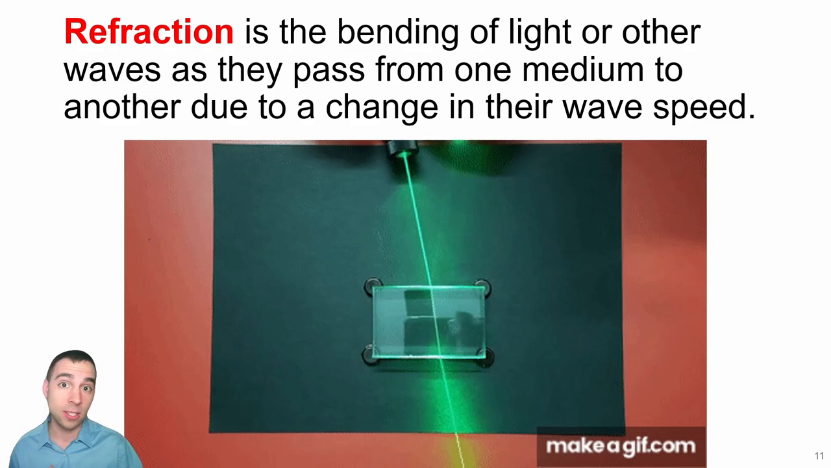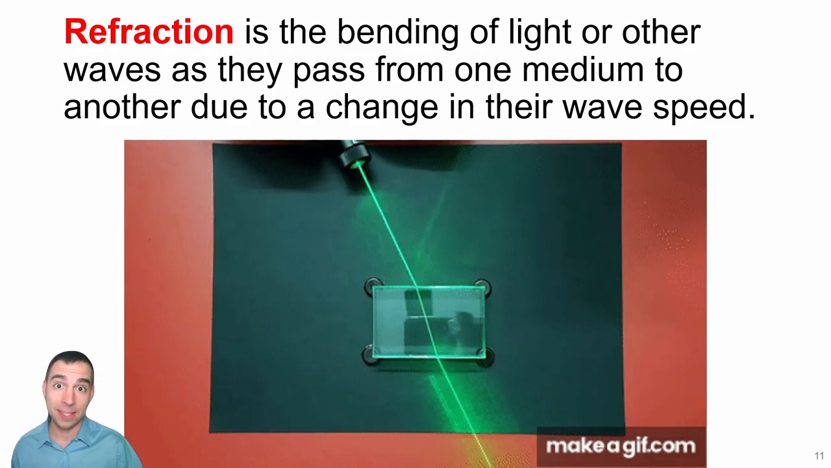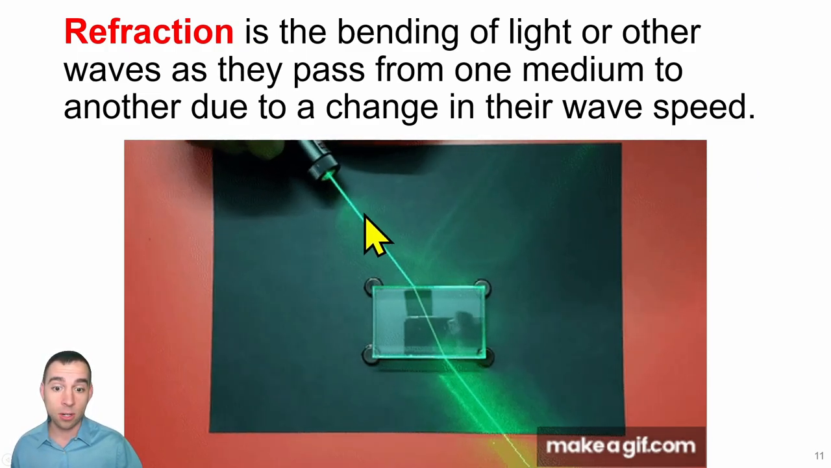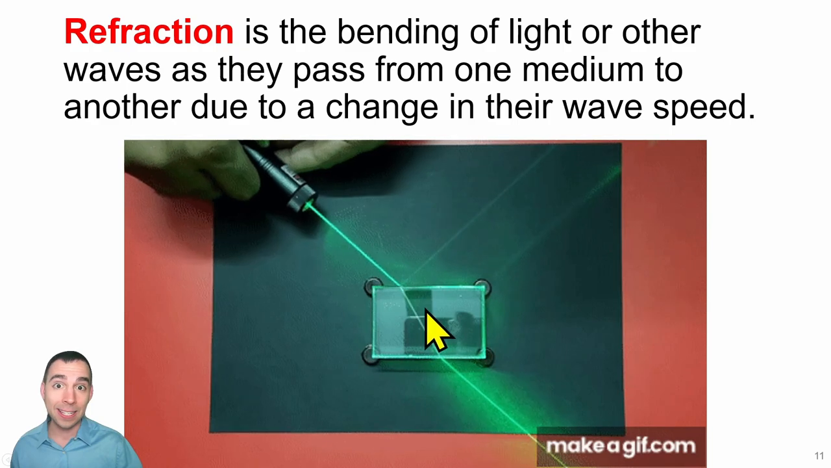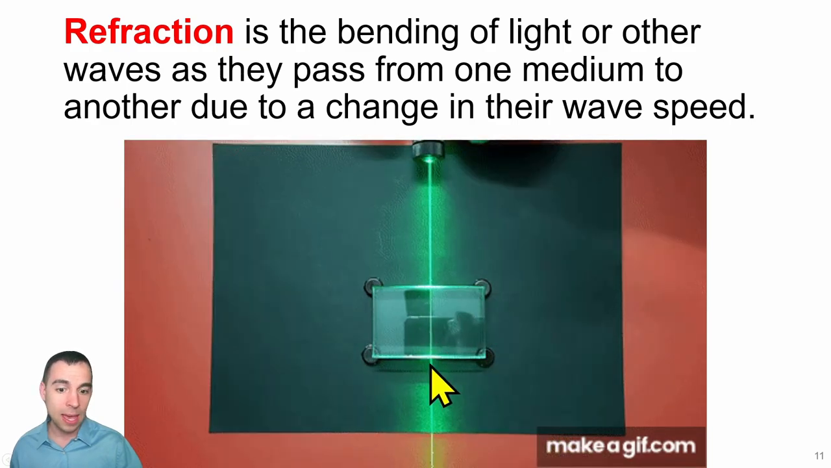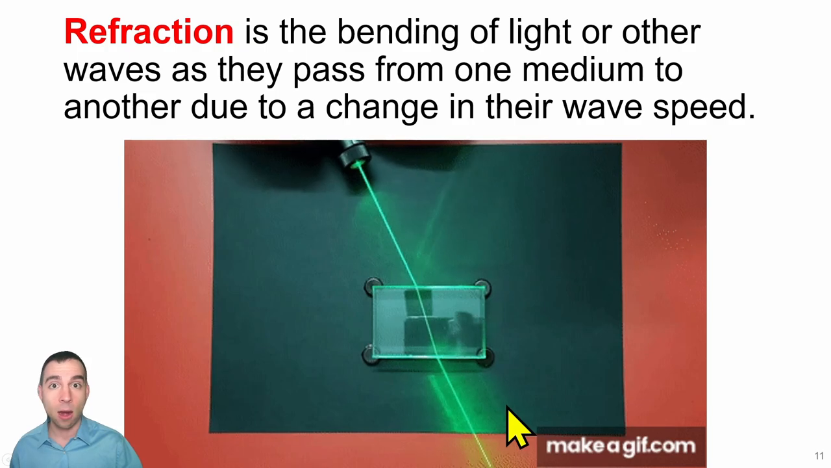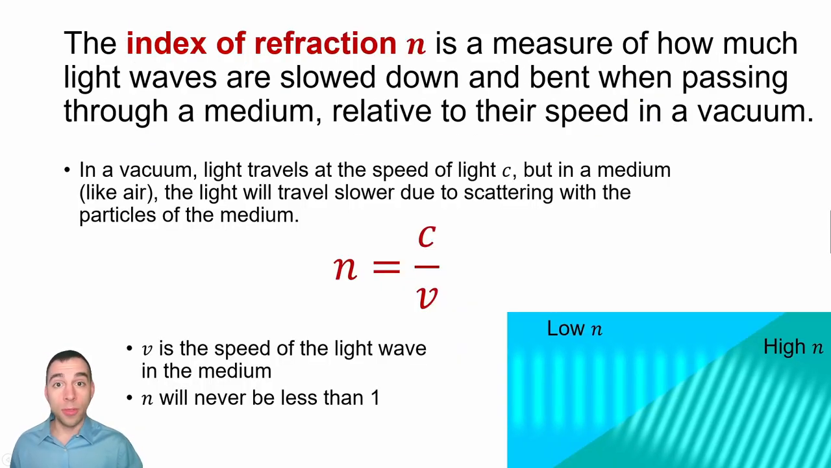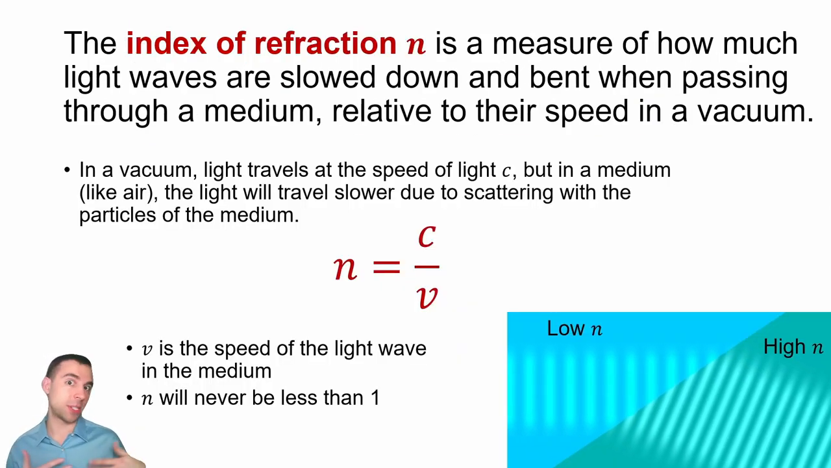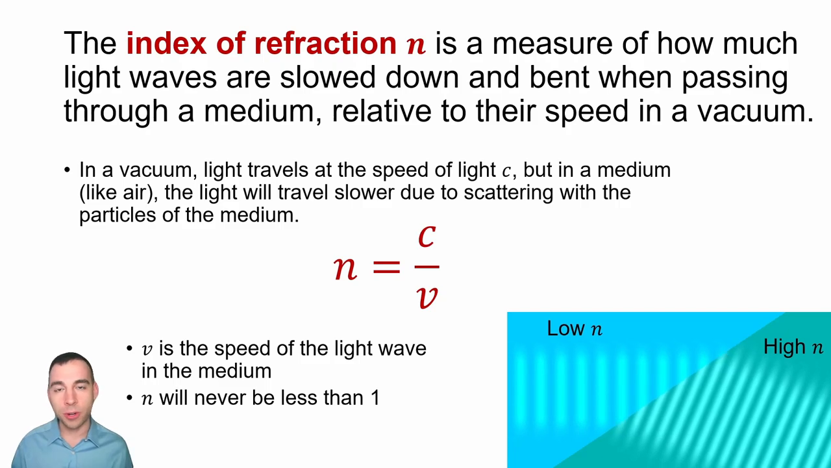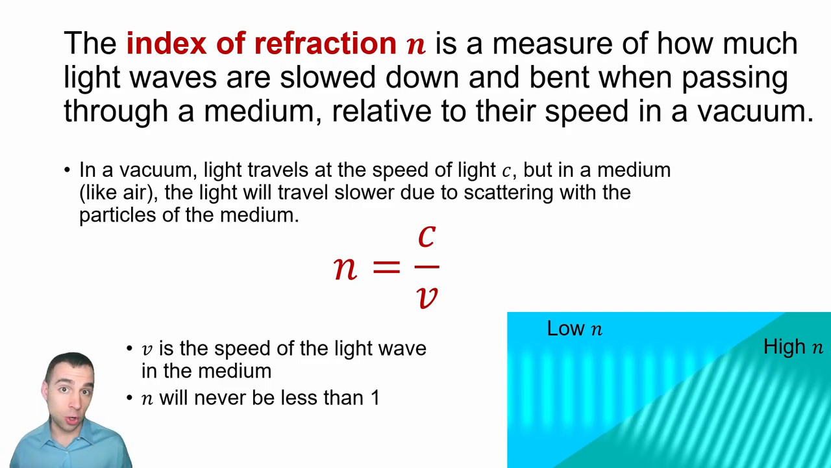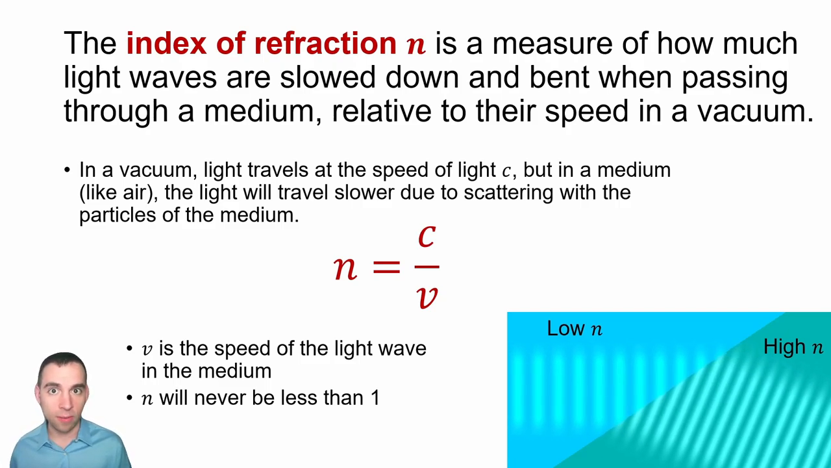And that's what leads to this bending that you see in this laser here. The light waves are traveling out of the laser into the glass and slowing down for a sec, and then when they exit the prism again, they go back into air and speed back up. The degree to which a light wave will slow down when it enters into a new surface is measured by the index of refraction of a material.